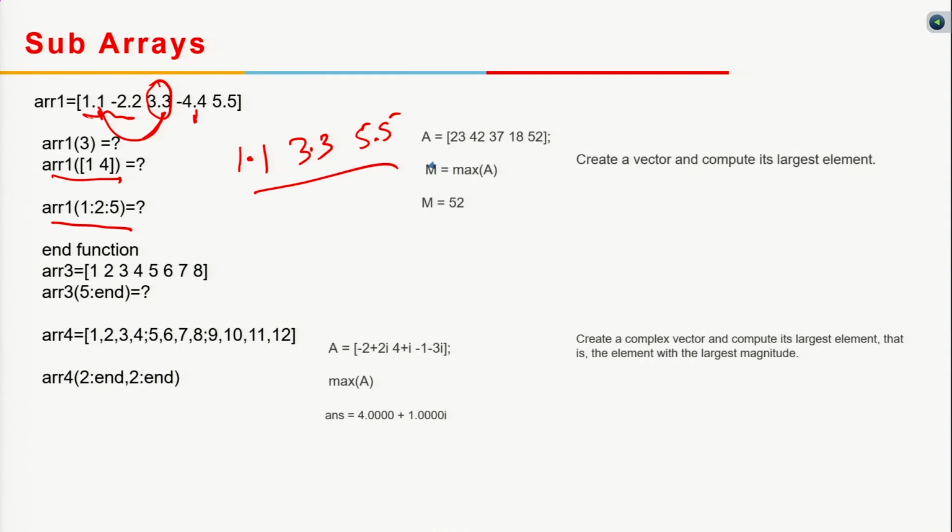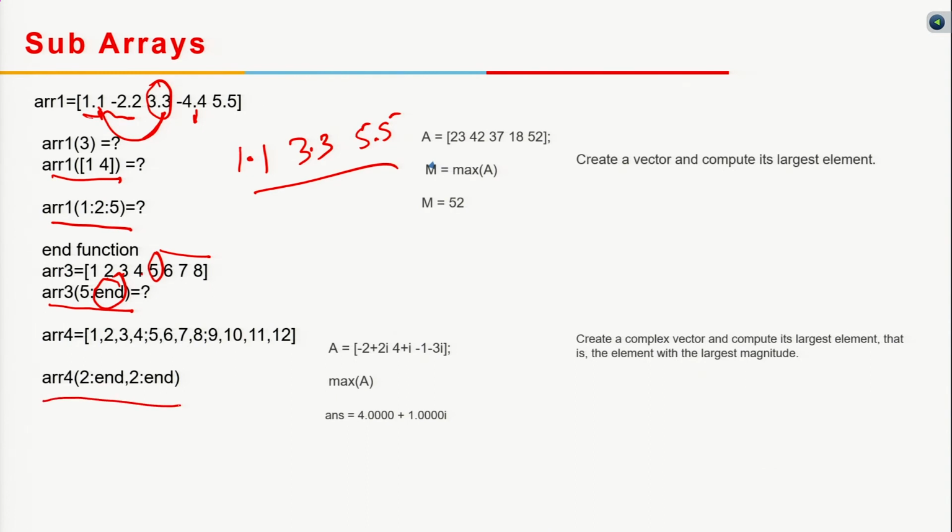The next command is the end command. What does the end command mean here? You are starting from array 3, 5 colon end. Which is my fifth element? 1, 2, 3, 4, 5. This is my fifth element. And what is my last element? The end statement will go up to the last element.